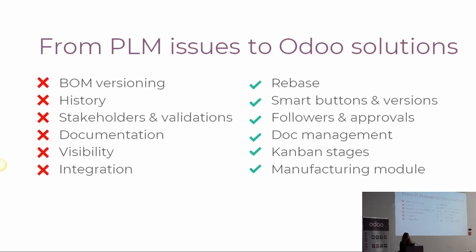Besides that, you have the smart buttons to keep information about the version, but you also have the whole history of the product. So you could easily go into your engineering change orders, filter on the product itself, and you will see all the ones which have been made for this specific product. So you can easily find information in Odoo.